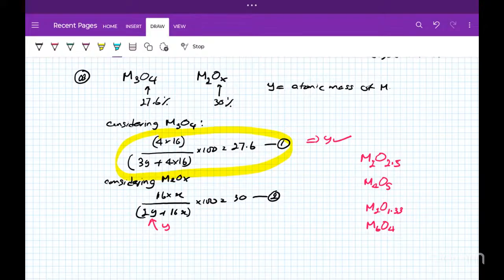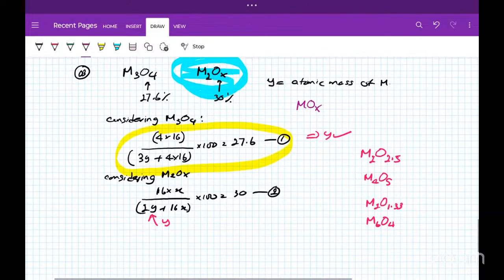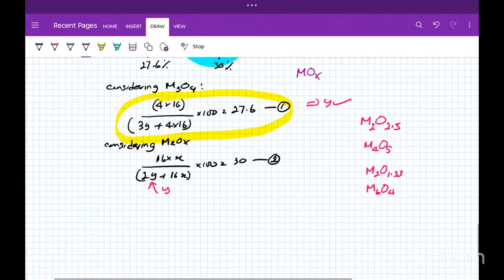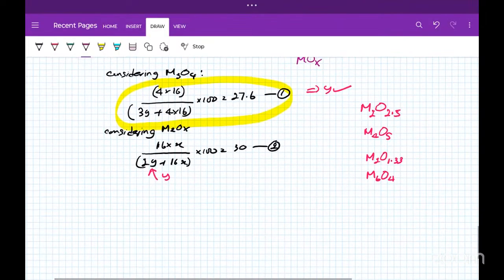The triggering point here is formulating this unknown oxide. You can take this one as MOx as well. That is totally fine. Then you have to find this x. If it is a decimal, you have to multiply it by a whole number until the x and the other numbers become whole numbers, right? Right.